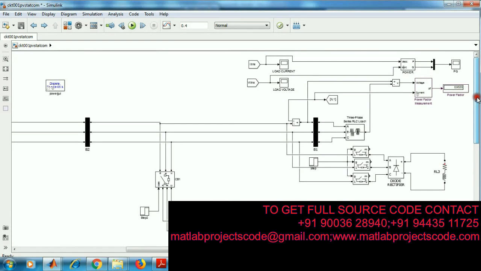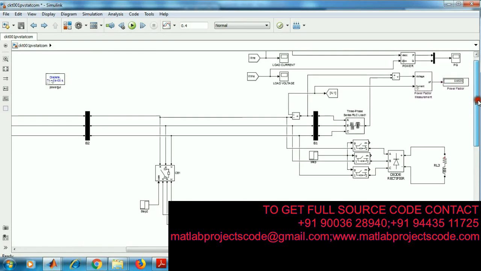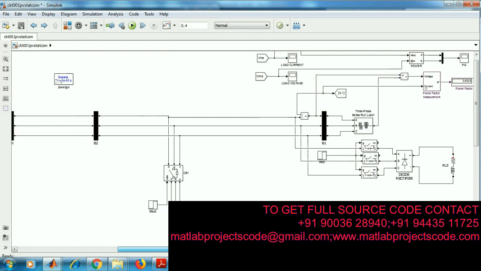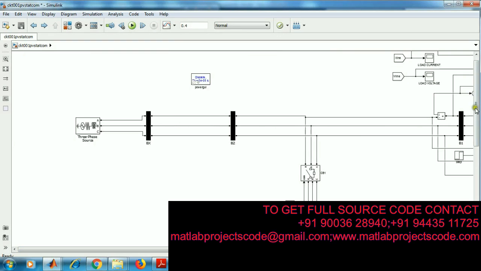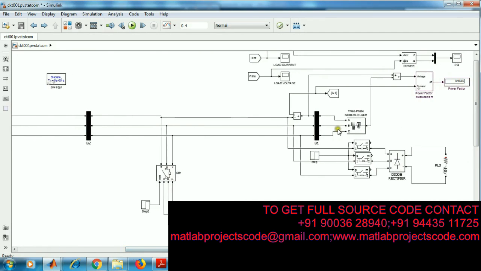This project title is PV-STATCOM. We used a PV panel as a source for the STATCOM device. This is a three-phase source. We are creating a line by using a three-phase source. This is a three-phase load. Here this one is a non-linear load.